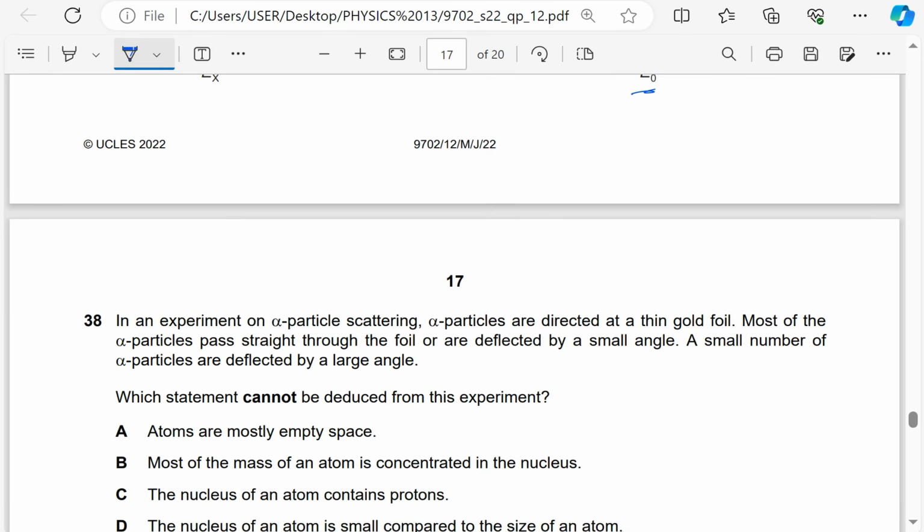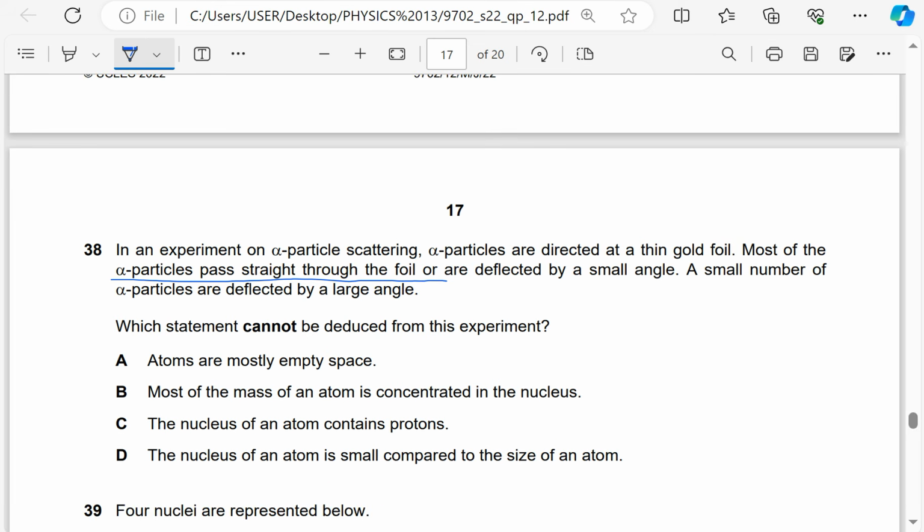In an experiment on alpha particle scattering, alpha particles are directed at a thin gold foil. Most of the alpha particles pass straight through the foil or are deflected by a small angle, simply because most of the atom is empty space. A small number of alpha particles are deflected by a large angle because most of the mass is concentrated in the small positively charged nucleus. Which statement cannot be deduced from this experiment?